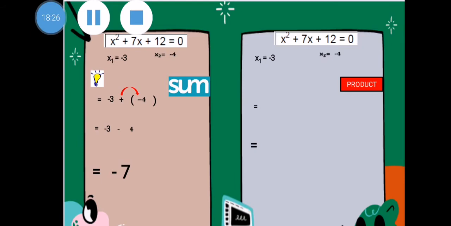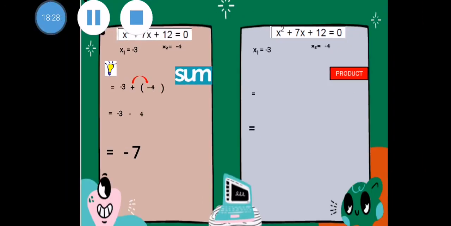So, negative 7 ang sum ng equation 1 na kung saan ang first root is negative 3 and then negative 4 naman ang second root.